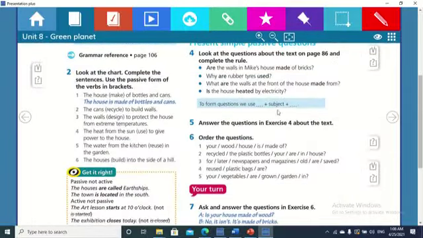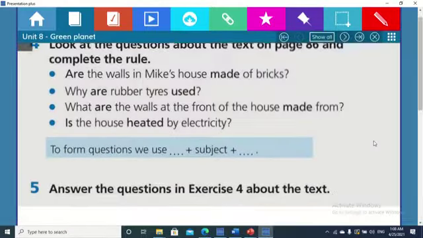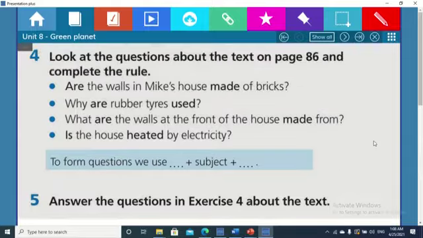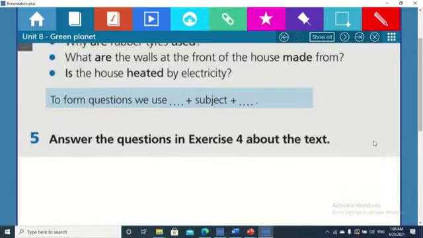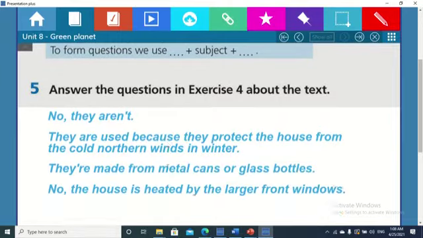And number 5, answer the question, exercise 4, about the text. Order the questions. Now you need to order the questions to make questions. Of course, in number 4 here are the answers. No, they aren't. These answers are taken from the text, the reading text. Here are the answers.